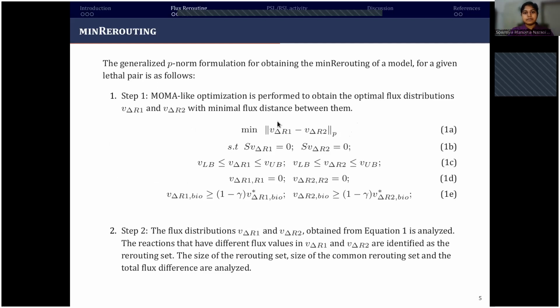This is a generalized phenom expression. What we do is we apply a MoMA-like optimization to minimize the phenom of the difference of the flux between V delta R1 and V delta R2, subject to all these stoichiometric conditions. And once we obtain these two flux vectors which are close to each other, phenom close to each other, we calculate the number of reactions which have different fluxes. We identify the minimal rerouting set, the size of the minimal rerouting set, size of the common rerouting set, and even the total flux difference between these two flux vectors.